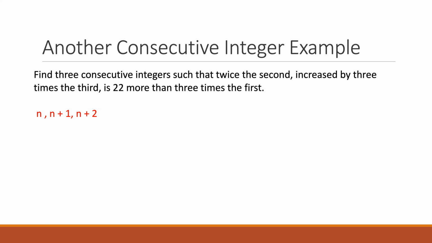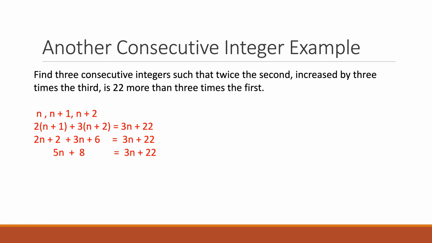The consecutive integers are n, n plus 1 and n plus 2. So 2 times the middle guy, the second one, there's 2 times n plus 1, plus 3 times the third guy, there he is, is going to equal 3 times the first guy increased by 22. Okay, so I got to do some distributing here. 2n plus 2 plus 3 times n plus 2 is 3n plus 6 equals 3n plus 22. Combine all your n's, get them together. On the left there, that's 5n plus 8 because 2 and 6 make 8. So you're actually combining your variables and your integers. And on the right side, 3n plus 22.